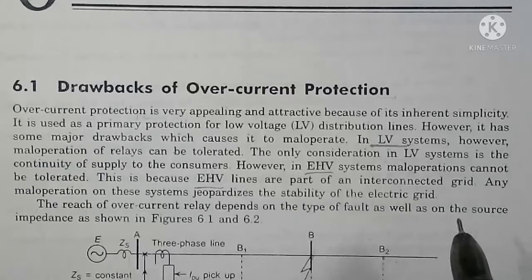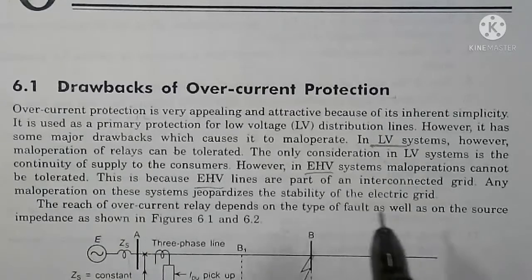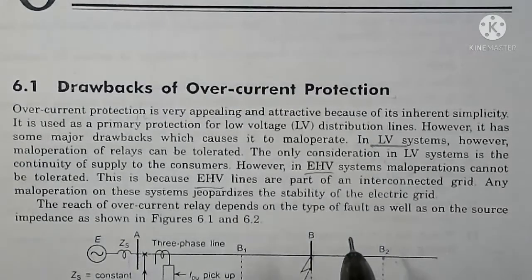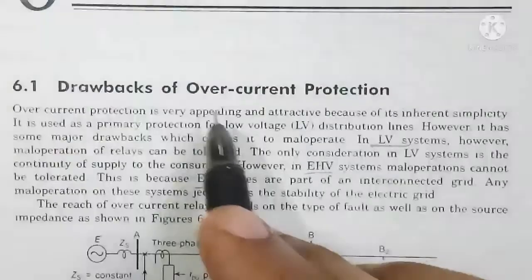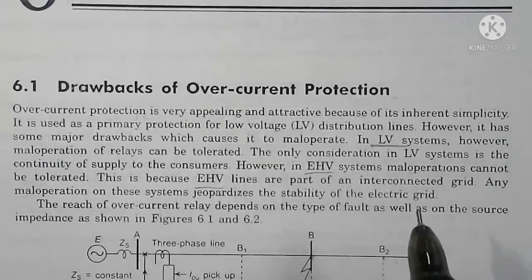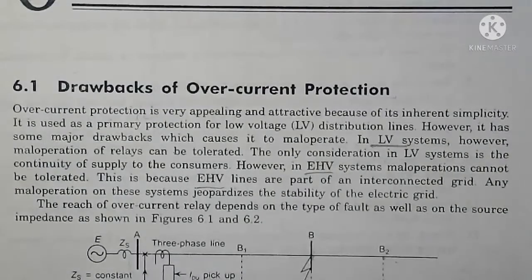So when a line that connects two or more power stations and loads gets tripped, then there will be a threat to the stability of the power system. Hence, in extra high voltage systems, we should not employ overcurrent protection schemes, or we should not use overcurrent relays for the protection of lines.